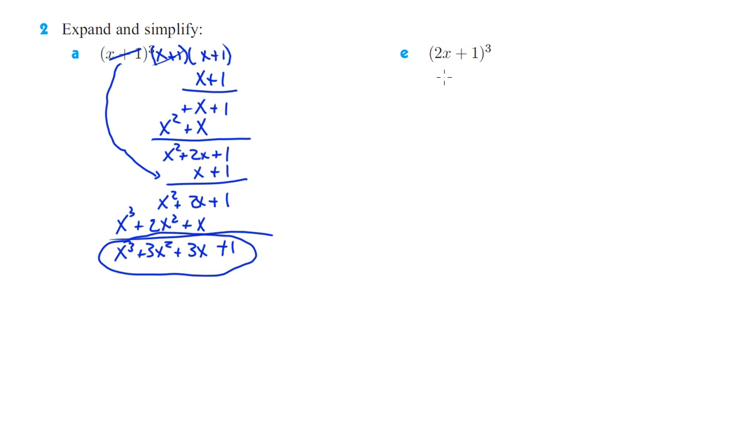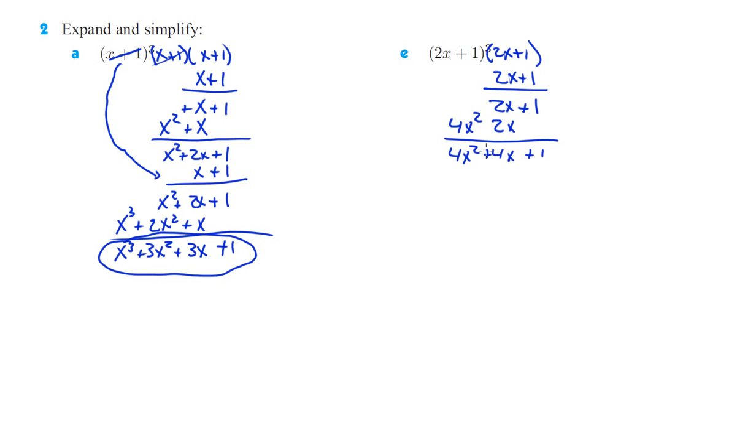All right. Do the same thing with this one here. Let's see. That's 2x plus 1, 2x plus 1. And then I'm just going to be sneaky here and put the other 2x plus 1 underneath. So I have 1, 2, 3 of my 2x plus 1s now. 1 times 1 is 1. 1 times 2x is 2x. 2x times 1 is 2x. 2x times 2x is 4x squared. So that is 1. 2x and 2x is positive 4x.